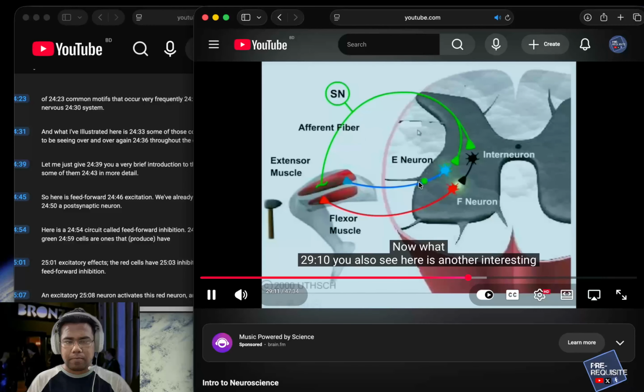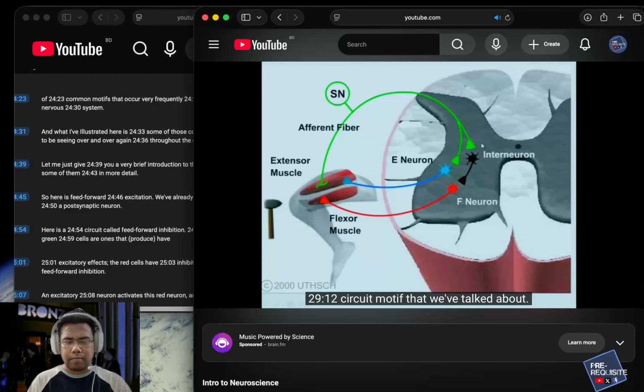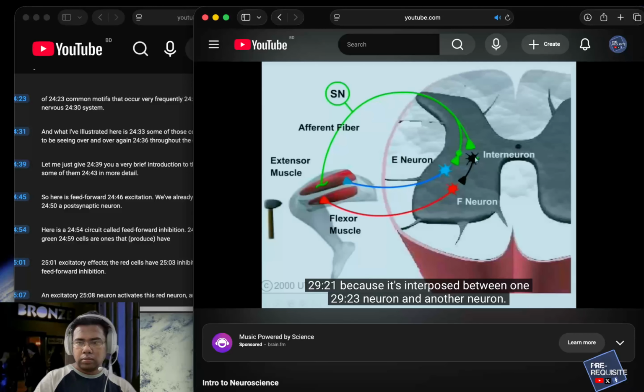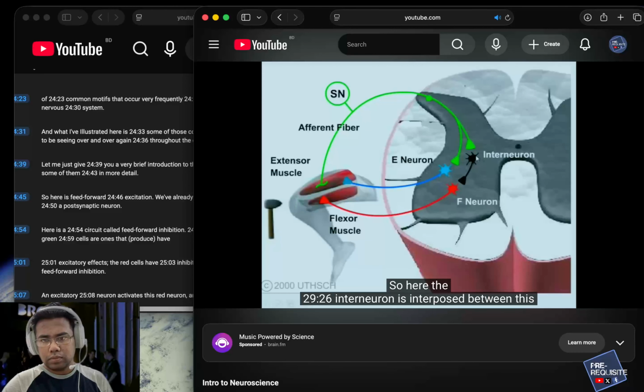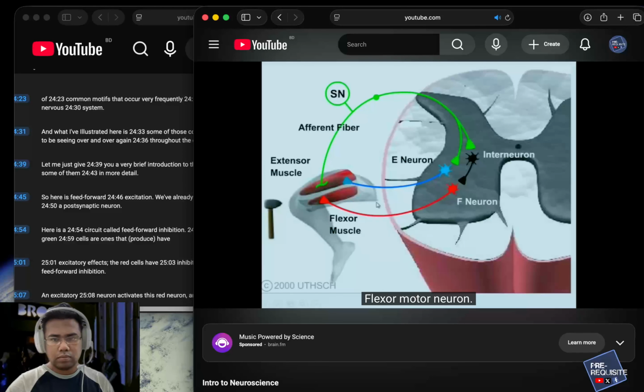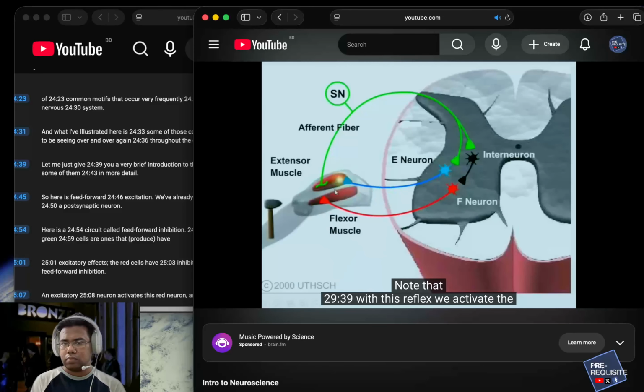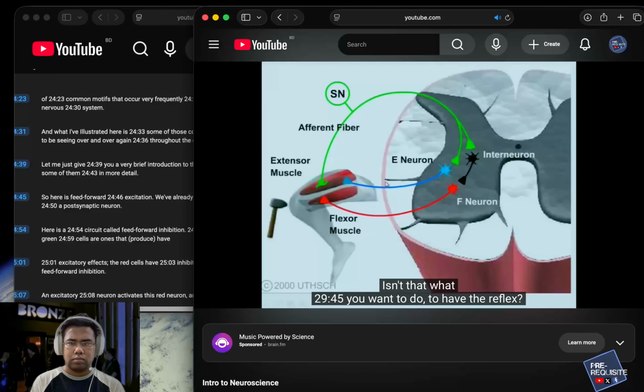Now, what you also see here is another interesting circuit motif that we've talked about. Look at this neuron here, which is called an interneuron, this black one. An interneuron is called an interneuron because it's interposed between one neuron and another neuron. So here, the interneuron is interposed between this blue sensory excitatory neuron and this red motor neuron, which happens to be a flexor motor neuron, right? Extensor motor neuron, flexor motor neuron. Note that with this reflex, we activate the extensor motor neuron. Isn't that what you want to do, to have the reflex?